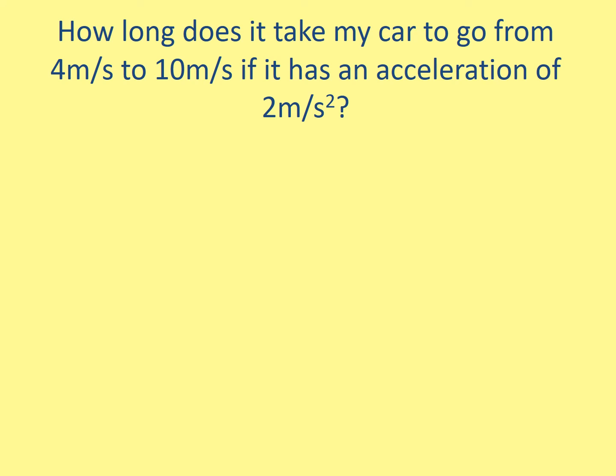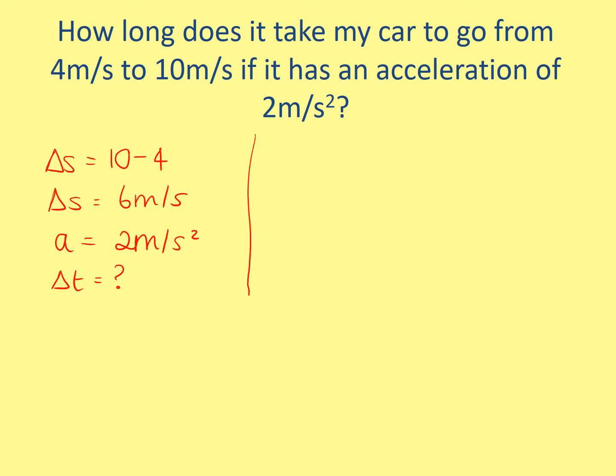So this question says, how long does it take my car to go from 4 meters per second to 10 meters per second if it has an acceleration of 2 meters per second squared? So let's write down what we've been told. We can do the change in speed, and that's the larger number take away the smaller number. So that's 10 take away 4. So the change in speed is 6 meters per second. We've been given the acceleration of 2 meters per second squared, and we want to find the change in time.